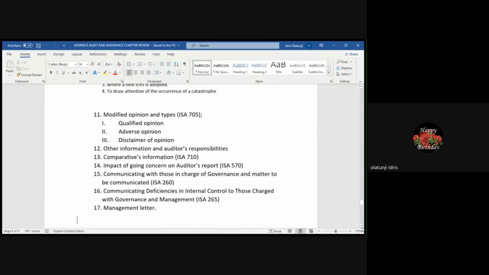Then communicating to those in charge of governance. So after everything, if there's any issue, how do we communicate?